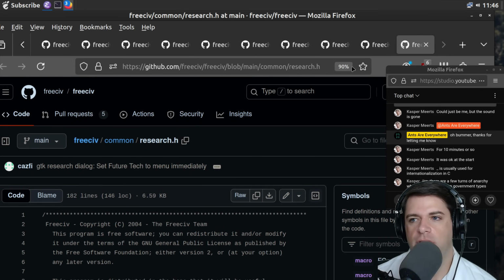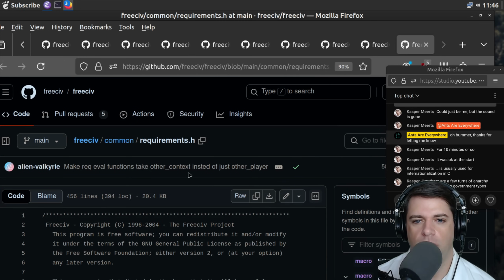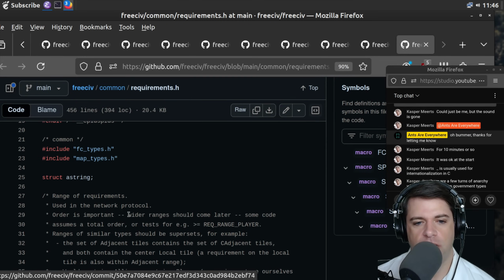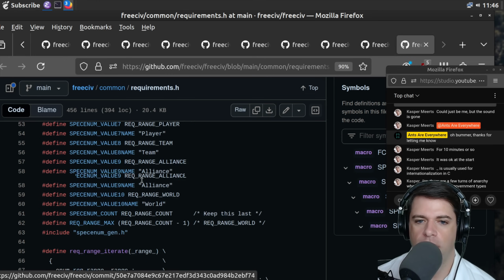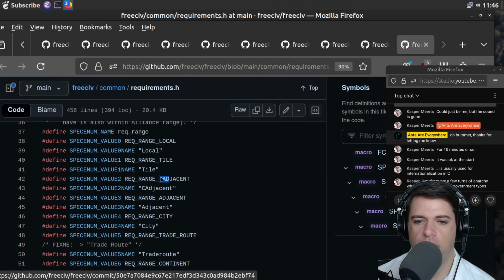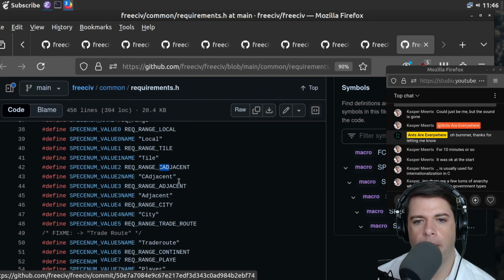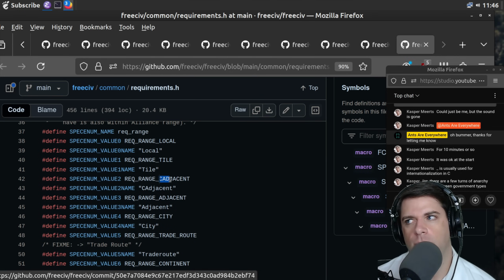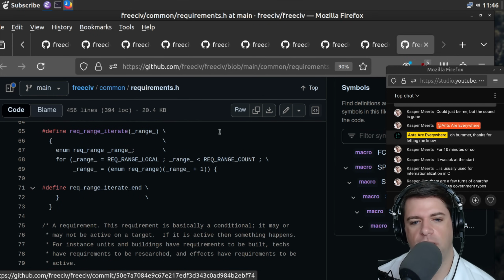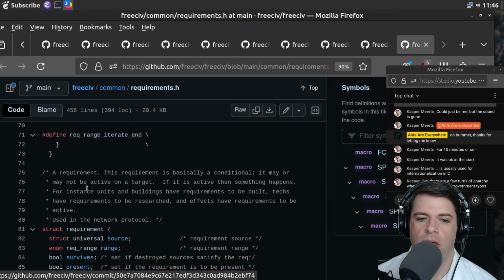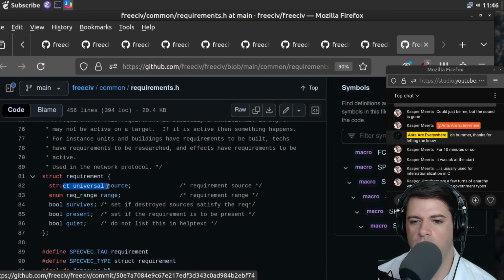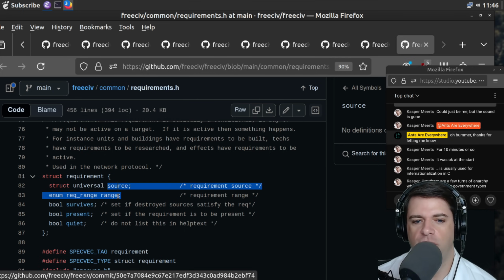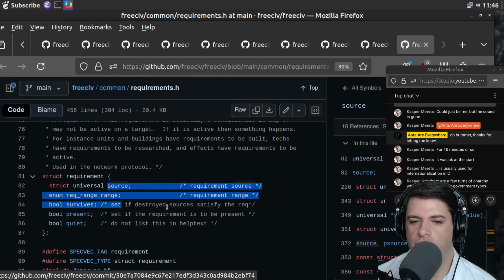And then let's look at a little bit of the non-metadata code. We have requirements. This is just going to use the network protocol, so order is important. We have this C adjacent thing again, so I guess that was not a typo. Maybe like corner adjacent, like caddy corner, off diagonal. So requirement is a struct. I don't know what universal means. So we have a requirement source, a range, whether it survives, if destroyed sources satisfy the requirement.